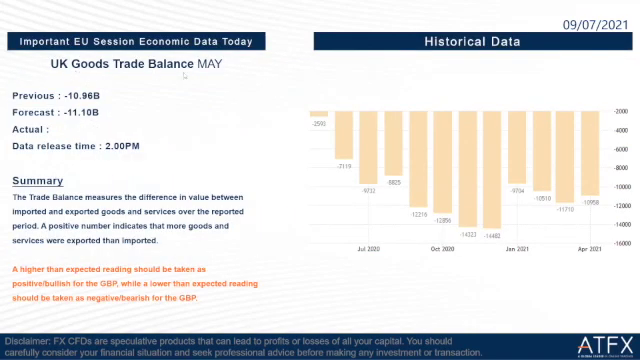Let's take a look at our first important economic data today for the EU section, the UK goods trade balance May. The previous is negative 10.96 billion. The forecast is negative 11.1 billion. The data release time is at 2 o'clock in the afternoon later. A higher than expected reading should be taken as positive or bullish for the GBP, while a lower than expected reading should be taken as negative or bearish for the GBP.